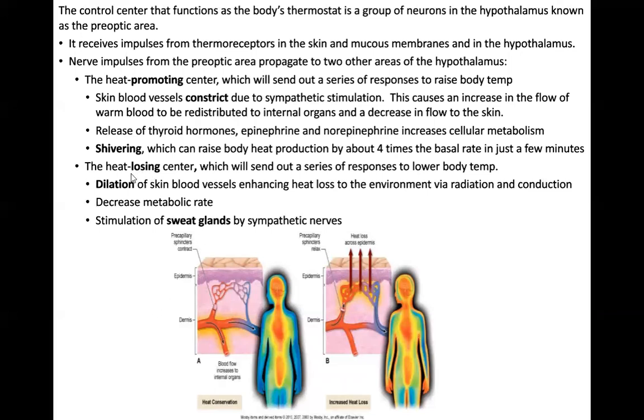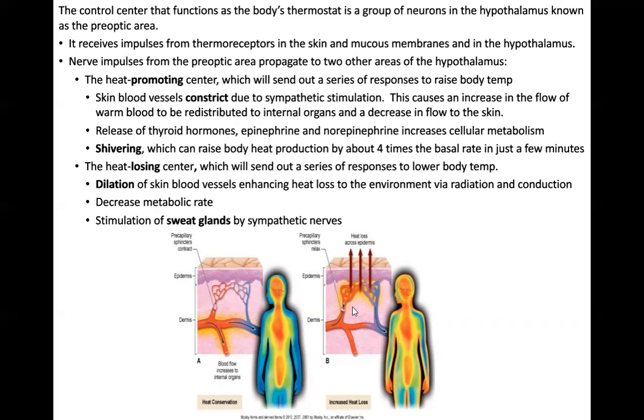Our heat losing center is what we do when we are hot. We're trying to cool our body off. What's the most obvious prominent thing that we think of when we are hot? We do what? Sweat. Okay. Sweat, as we just said, is going to help promote evaporation, the transfer of that heat when we convert water into a gas. We're also going to decrease metabolic rate any way we can, because that decreases heat production.